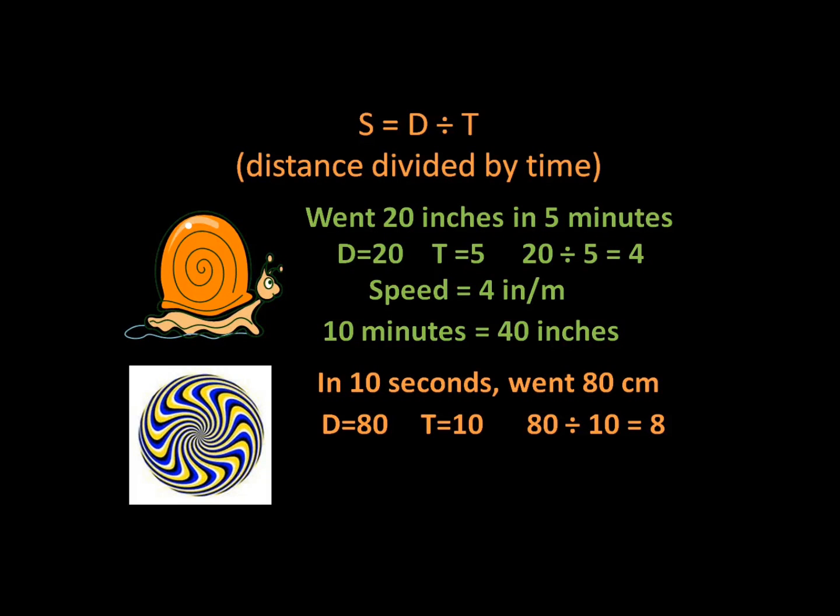Now, look at the units. The distance was centimeters, and the time was seconds. So the average speed of the marble was 8 centimeters every second, or 8 centimeters per second. At this speed, 8 centimeters per second, the marble will have traveled 80 centimeters in 10 seconds.